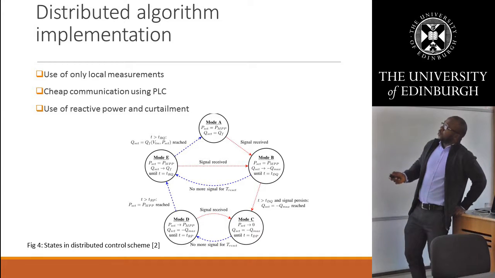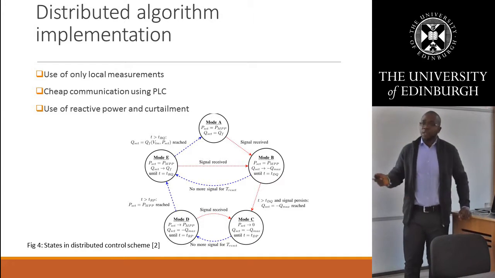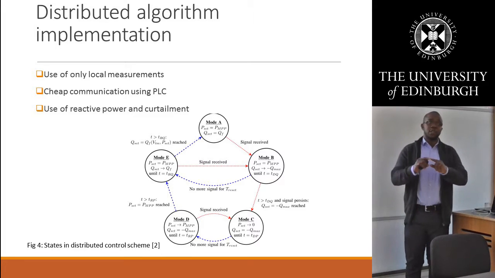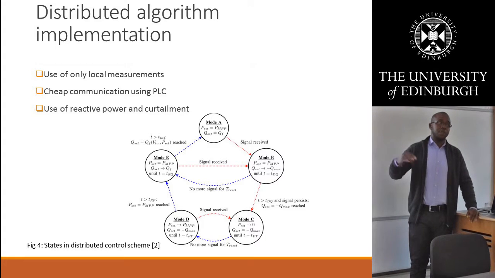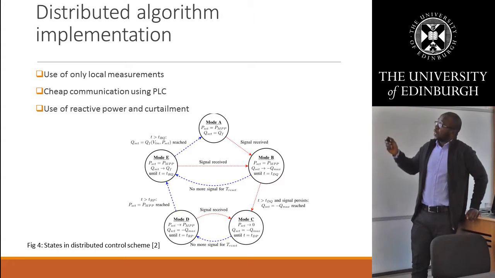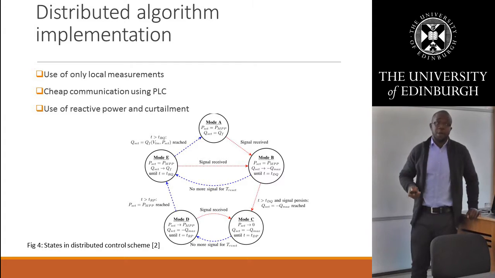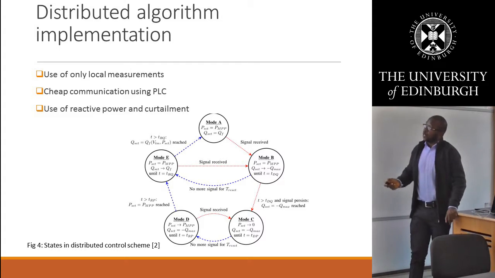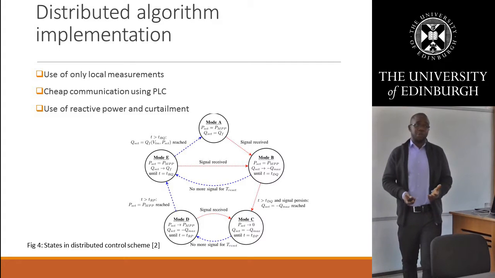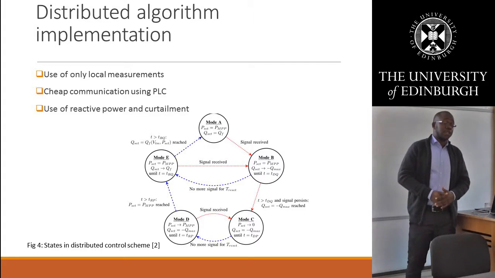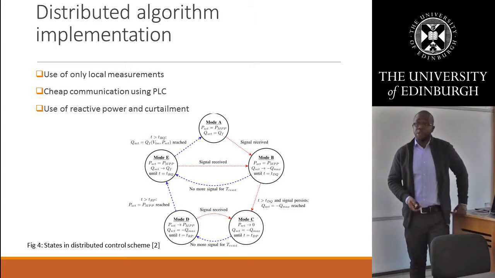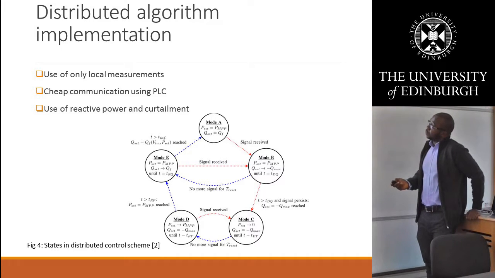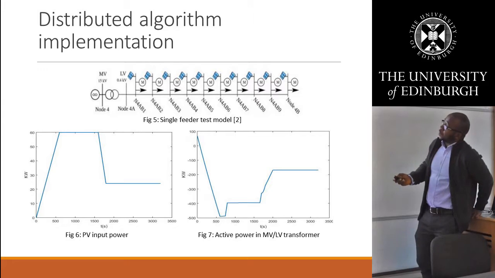And not to bore us with so much detail about this, these are the different states that the controller switches between to try to manage the voltage to be within limits when we're having high penetration of PVs in the network. So basically, like I said, this is making use of reactive power and active power curtailment. Reactive power isn't very effective in distribution networks, but it's been chosen for this algorithm because it doesn't come at a very high cost for the network. And then curtailment.